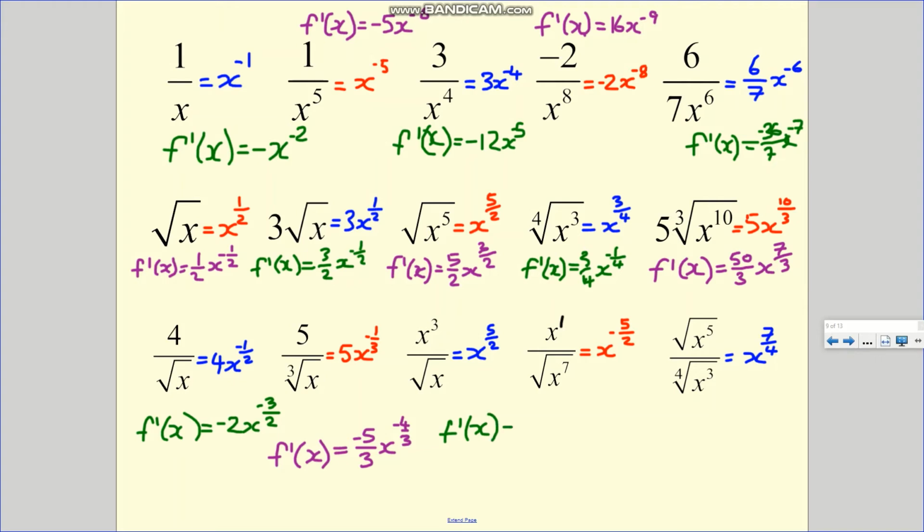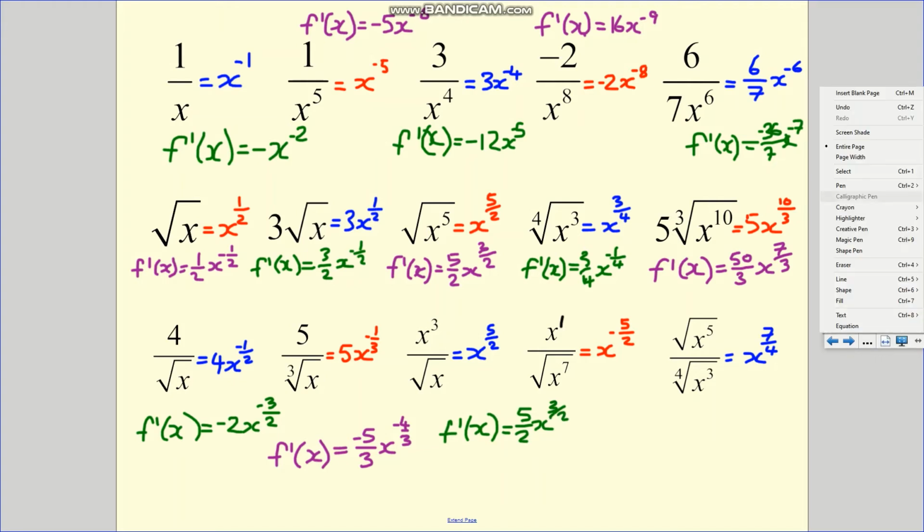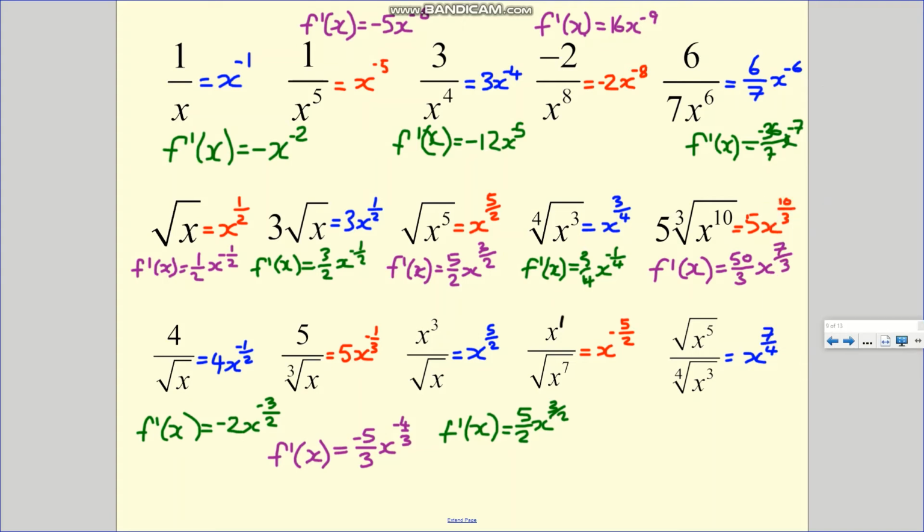For number 3 here in this row, 5 over 2 comes down. And we've still got x to the power of 3 over 2 left. This one's actually one of the nicer ones in this row. For number 4, minus 5 over 2 comes down as our new multiplier. We're taking 2 halves away from the already negative 5 halves. So that gives us negative 7 over 2 as our power.